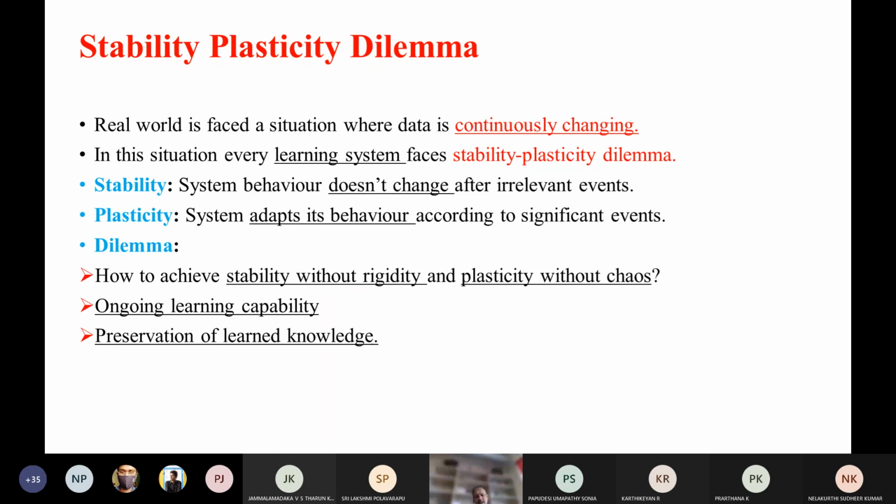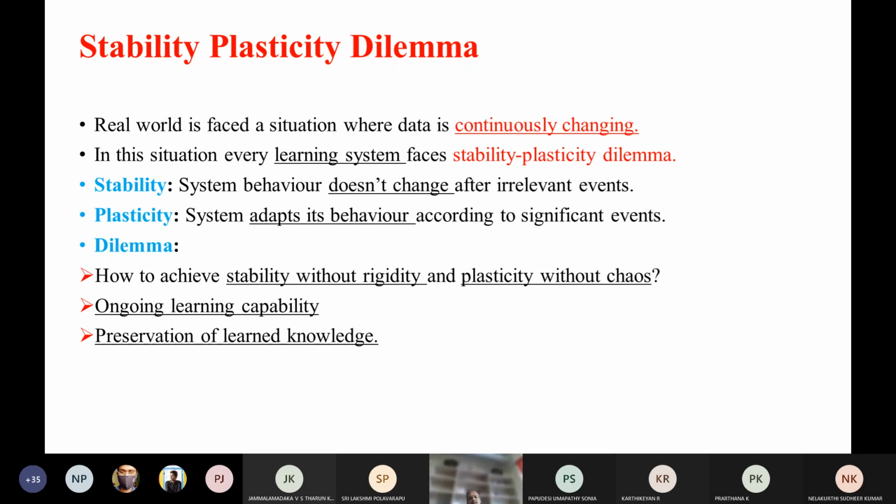Next one is plasticity. Plasticity is adapting its behavior. The system or the network adapts its behavior according to significant changes. So whenever any new things are observed, or whenever the data is continuously changing, I try to adapt to that new behavior according to the changes, without forgetting the old information.